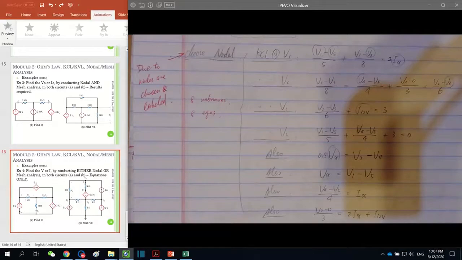That will be all for this module. And once again, nodal and mesh analysis are the core of this course. Please bring up questions and we will discuss in the conference. Thank you. See you in the next module after the midterm exam.